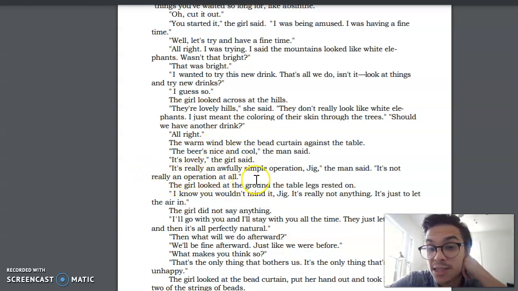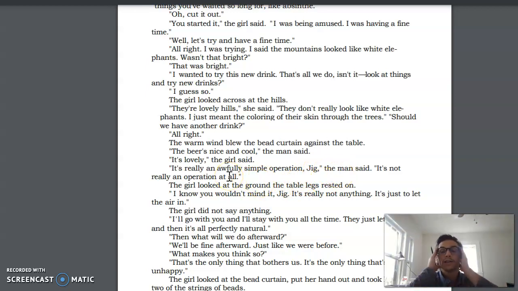"It's really an awfully simple operation, Jig," the man said. "It's not really an operation at all." So they're discussing an operation. What the operation is is not totally clear on the outset, but something is going on in their relationship. The relationship has hit a roadblock, and it's based on this operation.